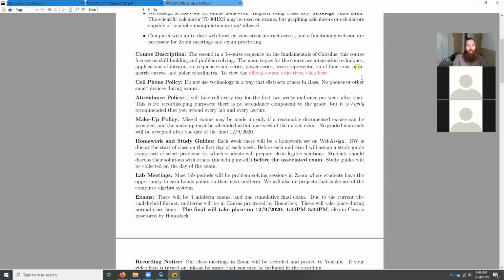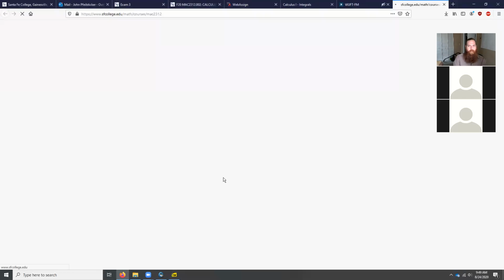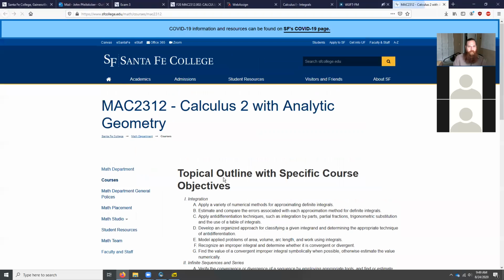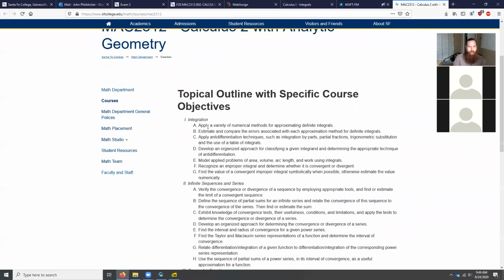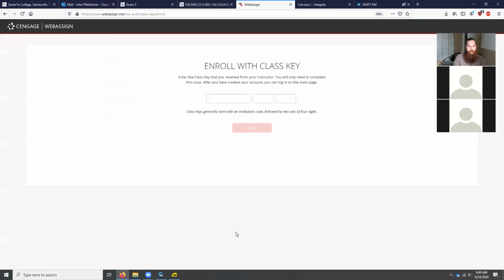We'll talk about parametric curves and polar coordinates. Those things people don't usually find too terrifying. If you want a full list of all the course objectives, you can click that little cyan colored link, and it'll take you to Santa Fe's little page here with the full list of course objectives.